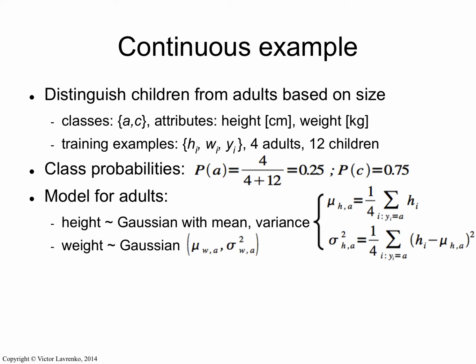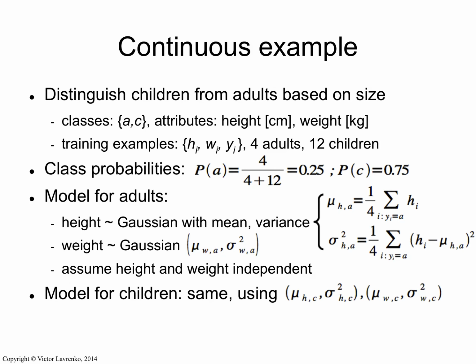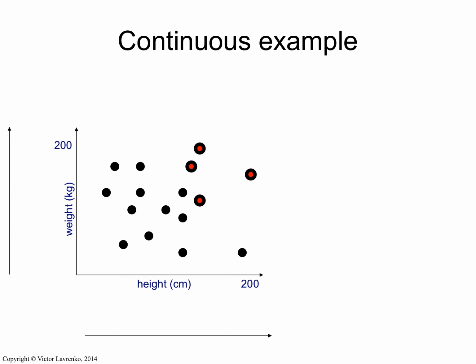Then I do the same thing for the weights, and I get 2 more parameters. I get the average weight of an adult and a variance or standard deviation in the weights of adults. And then the next thing is I do the same thing for children. I repeat exactly the same estimation, but now for children. For the height of a child and the weight of a child, I get the mean and the variance.